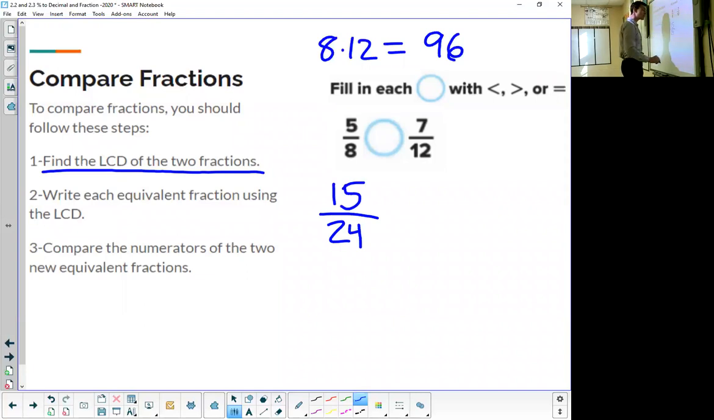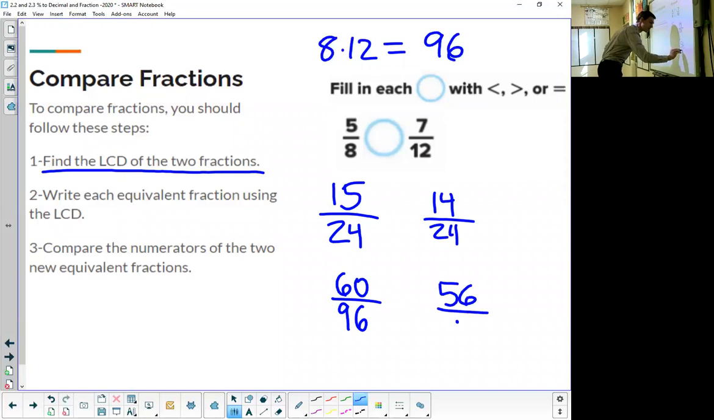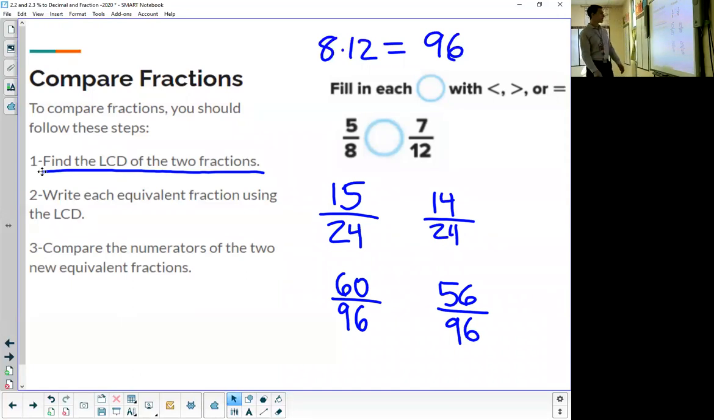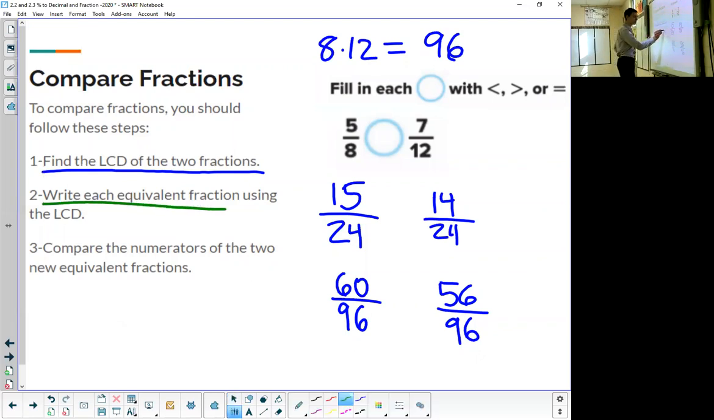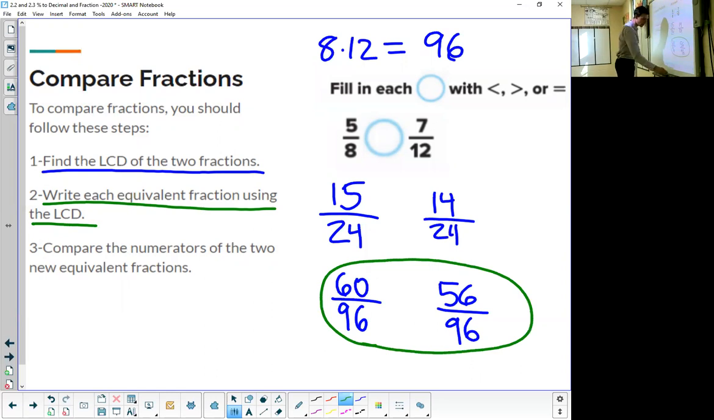We can find the pattern and just solve it that way, or we can do the multiplication where we multiply them by each other. And both ways work, and both ways give us equivalent ratios. So that's our first step, finding the LCD. Our second step we've kind of already done: write the equivalent fractions using the LCD. Using the LCD, we got these two fractions. Using the pattern, we got 15/24 and 14/24.